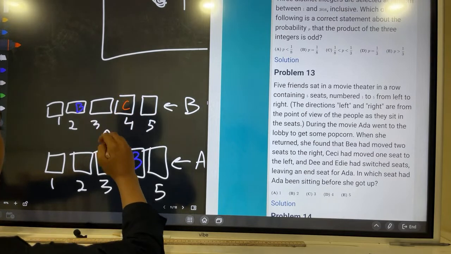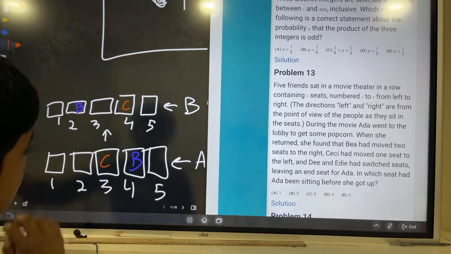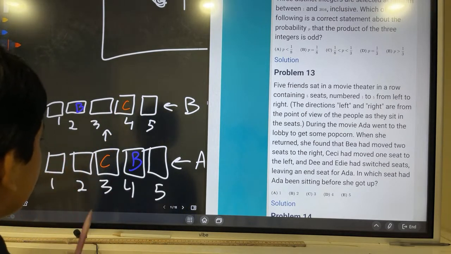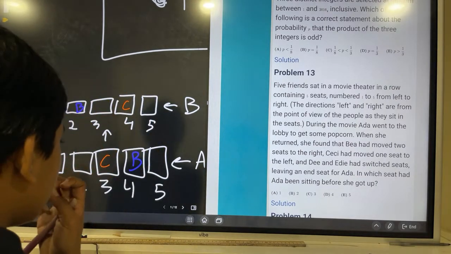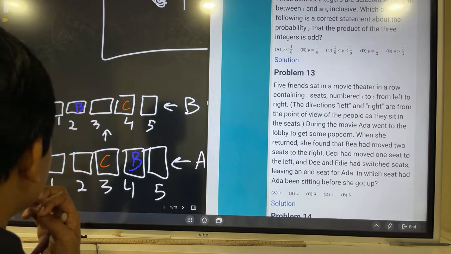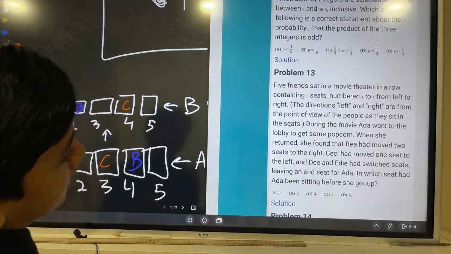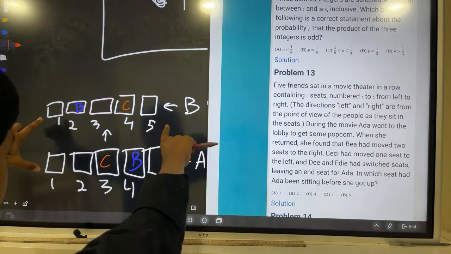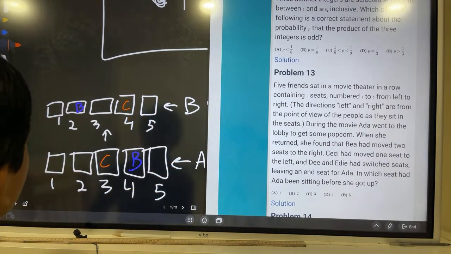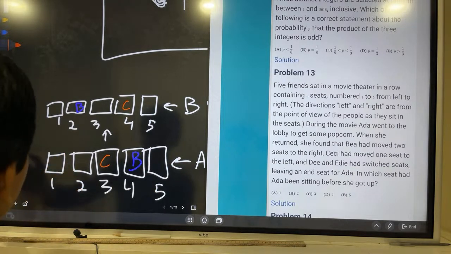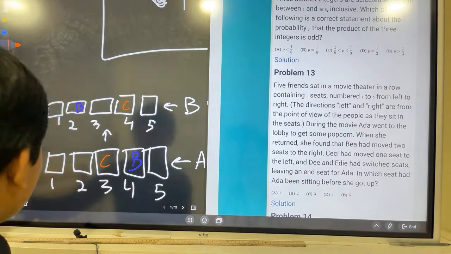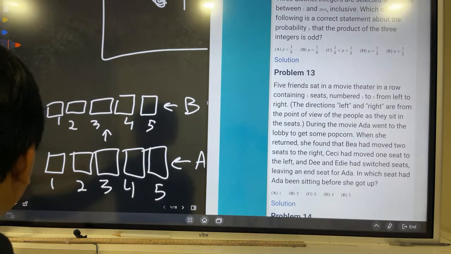What about 4? Then Ceci would move to seat 3. Can't have been in seat 5 if Baez was in seat 2 because they would move to the same spot. And this should leave a seat for D and Edie, but once again, D and Edie must be sitting in these two, the only ones unoccupied in both scenarios, which would leave seat 2 for Ada, which is not an edge seat. I don't think there's any other possible conclusion.